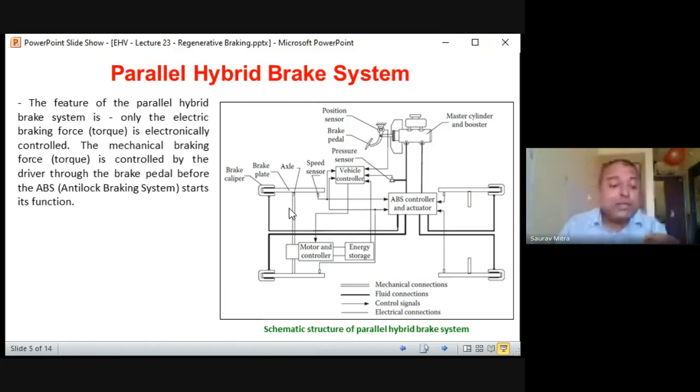In parallel hybrid brake systems, there are mainly two controls in the brake. One is electronic control, another is mechanical control. The electronic control torque is electronically controlled, that means whatever ABS and other things are there, that is controlling it. And mechanical control is done by the driver himself. And ABS is there.